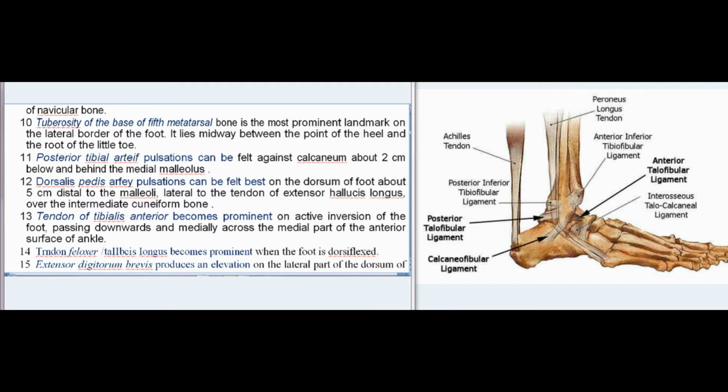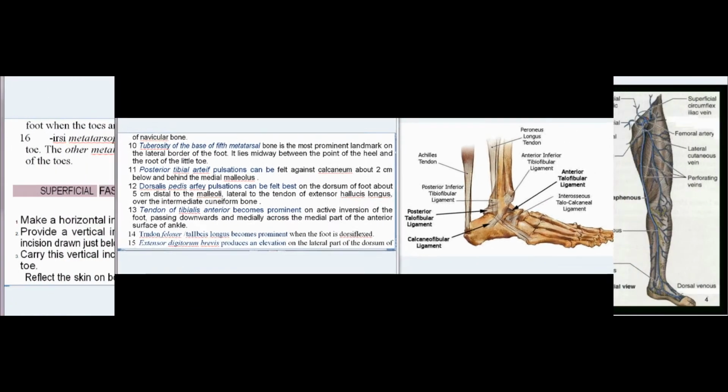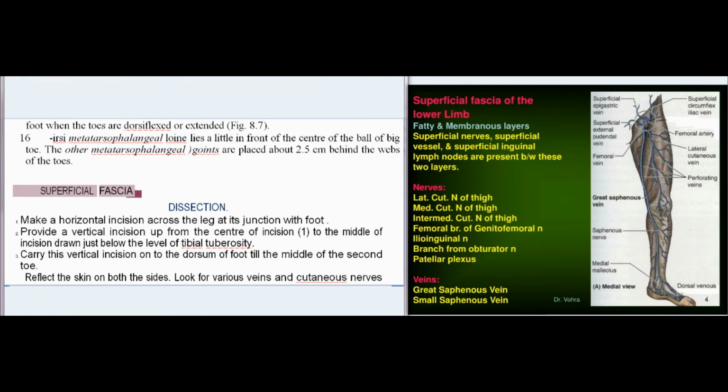15. Extensor digitorum brevis produces an elevation on the lateral part of the dorsum of foot when the toes are dorsiflexed or extended, Fig 8.7. 16. The metatarsophalangeal joint of the great toe lies a little in front of the center of the ball of the big toe. The other metatarsophalangeal joints are placed about 2.5 cm behind the webs of the toes.